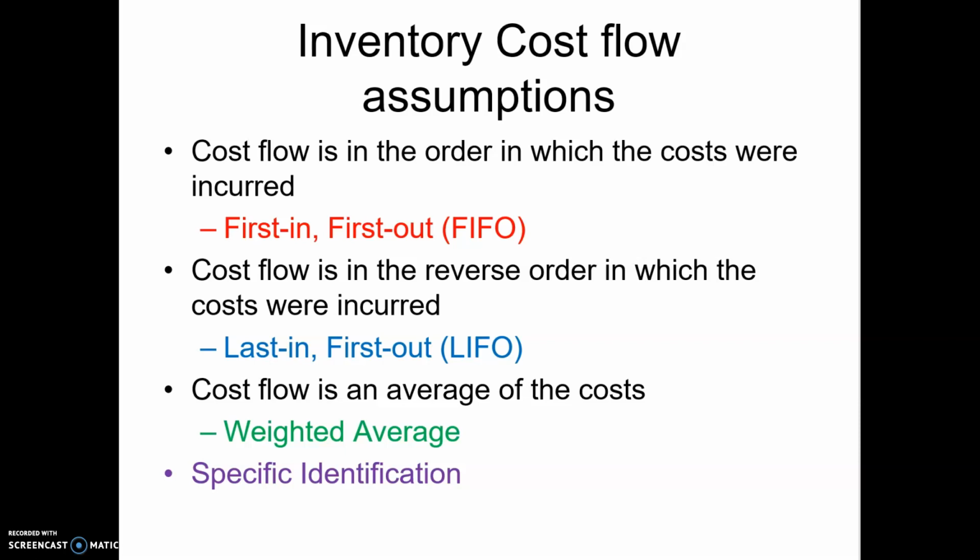Or you could use what's called weighted average or average cost, where you take an average of what you've paid for all of your items and use that to assign a cost to inventory. The fourth method is specific identification.